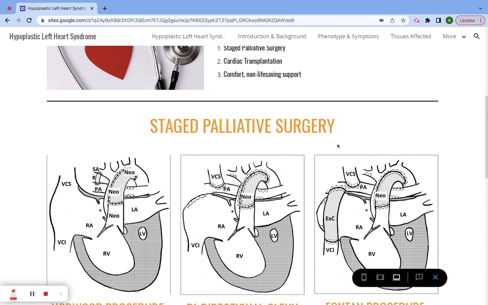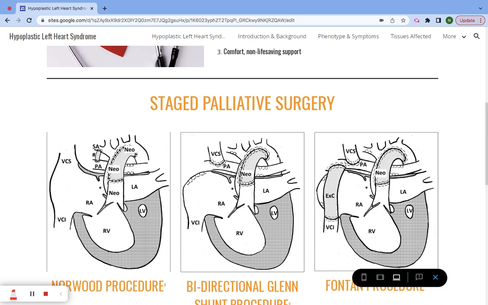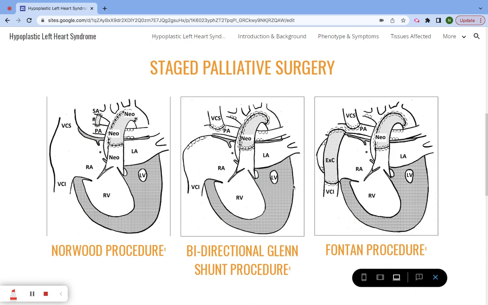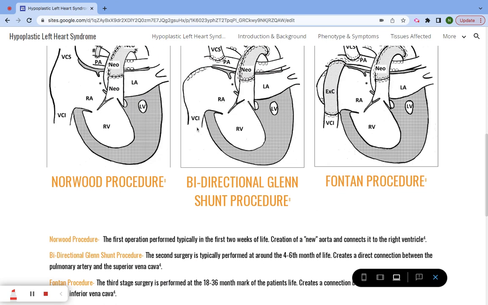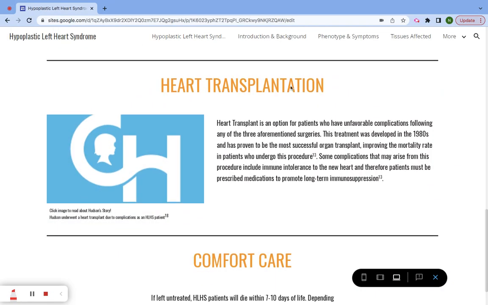This is where we'll find the most interesting part to me, which was definitely the Norwood procedure as well as the other staged palliative surgeries seen. Patients with HLHS undergo all of these surgeries during different stages of their infant life. We also see heart transplant as an option of treatment.